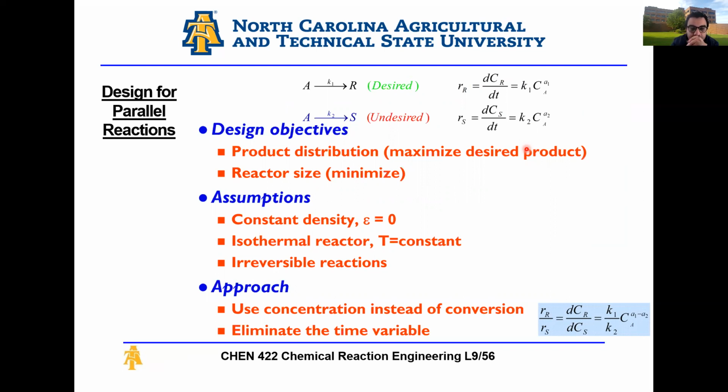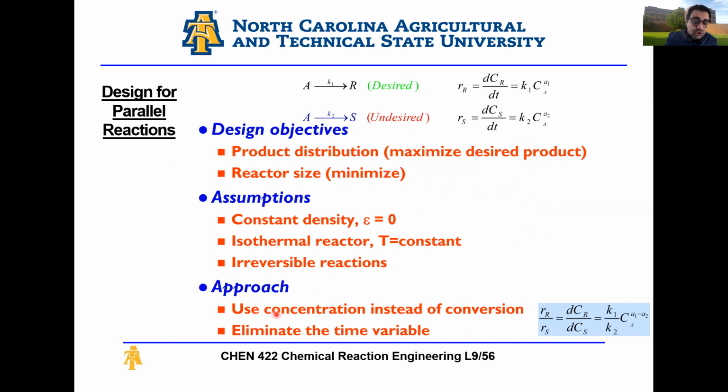So let's talk about the parallel reactions where I have A going to R and A going to S, and I only want one branch of this parallel reaction system to occur, and I want to slow down the other one. So you want to maximize your desired product, however, at the same time, you want to minimize your reactor size, you want to minimize your reactor complexity, and other pertinent details of your system.